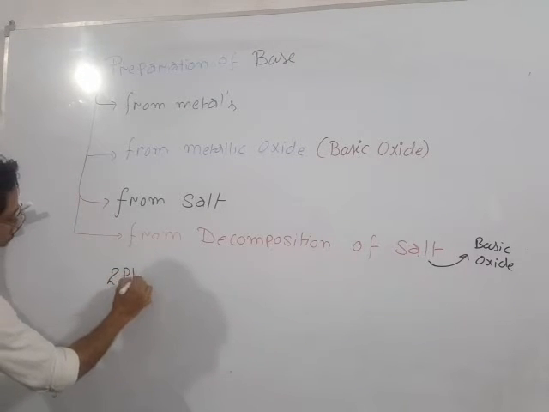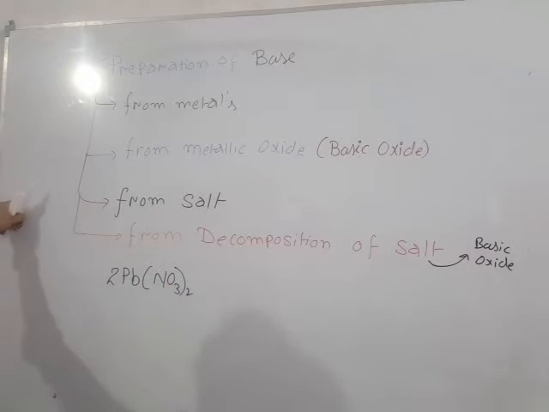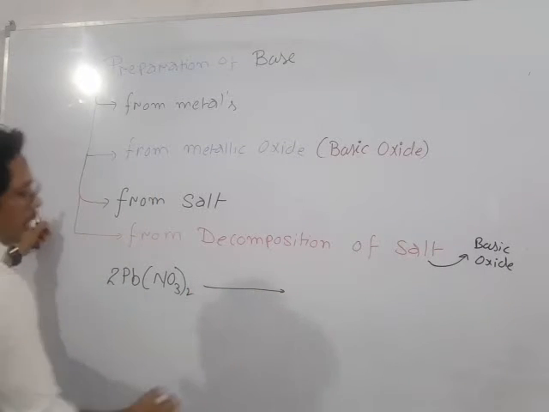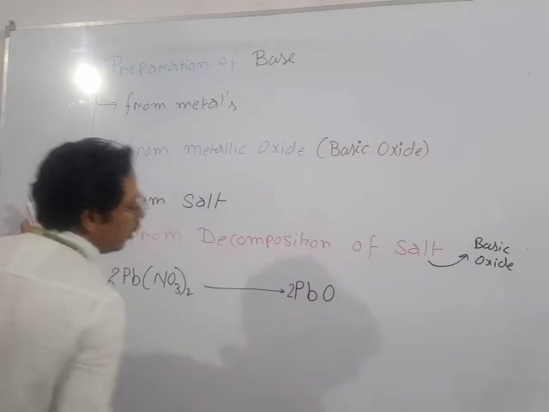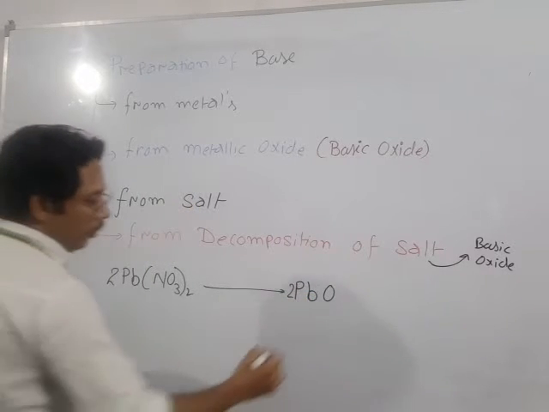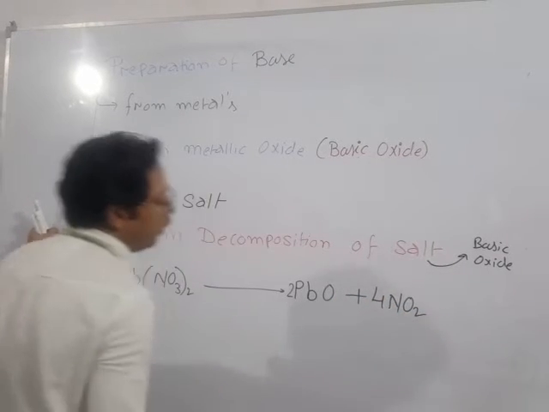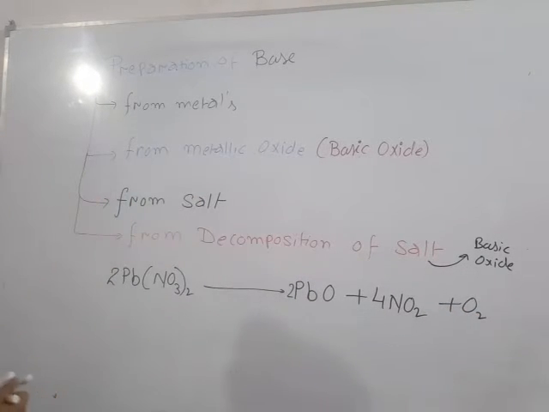So look here. 2Pb(NO3) whole twice. Okay. When we heat it, it changes into what? Lead oxide plus nitrogen dioxide and plus oxygen. It is clear? Say yes or no?